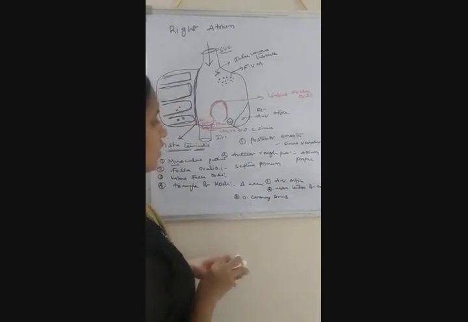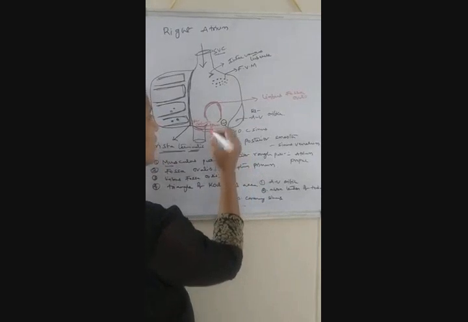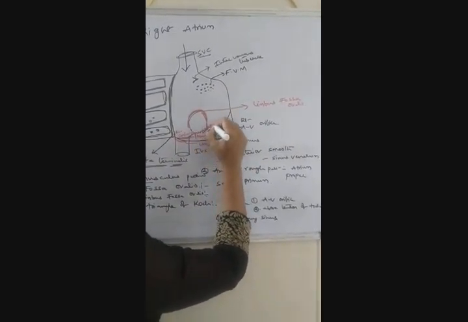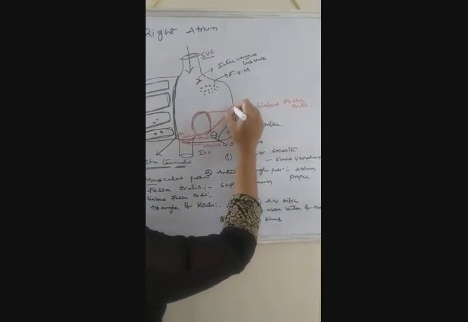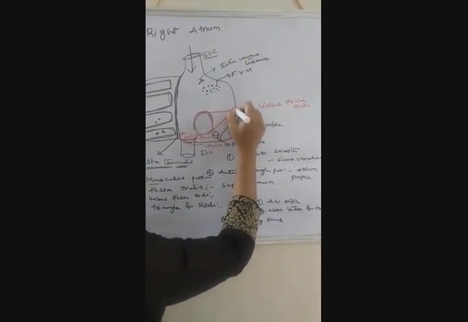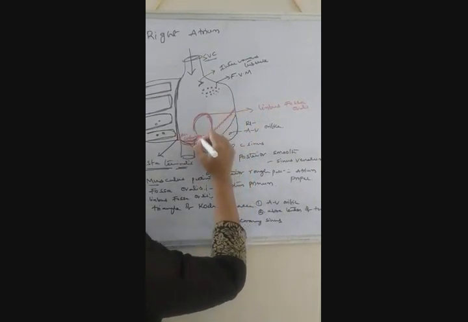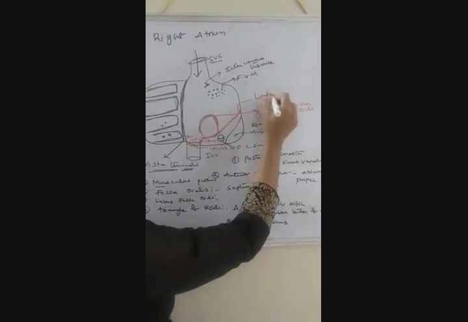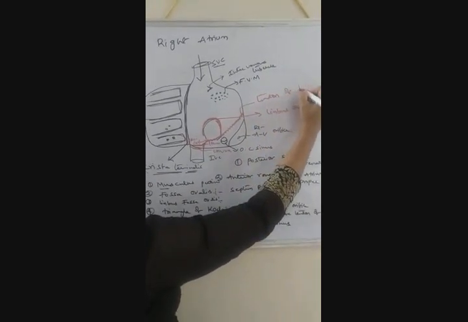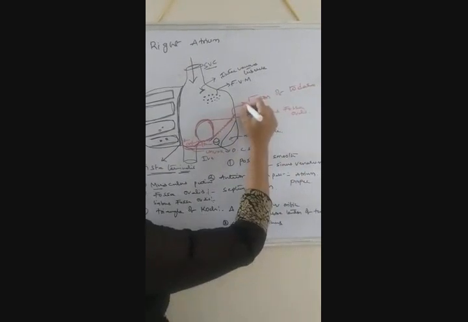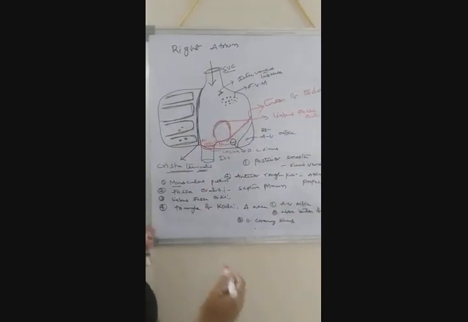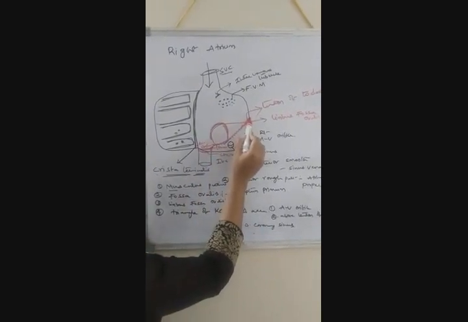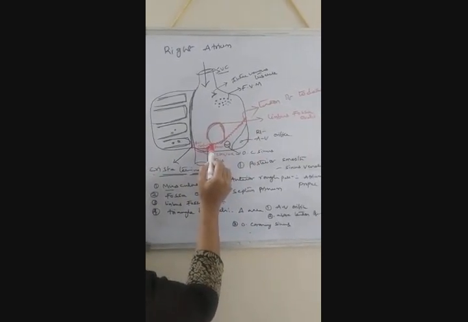Okay. So what is this tendon of Todaro? It is the subendocardial ridge which extends from the central fibrous body of the heart to the left horn of the inferior vena cava. This is the tendon of Todaro.